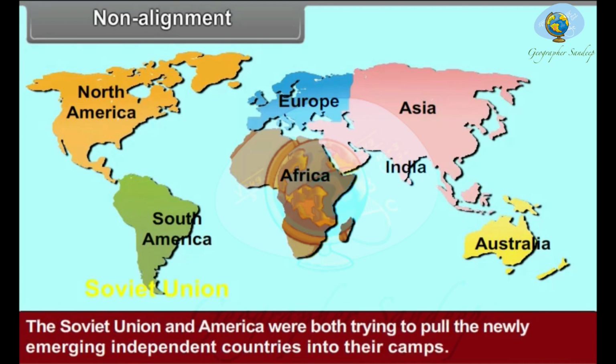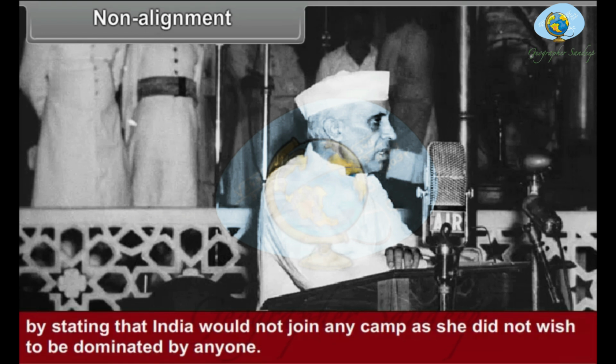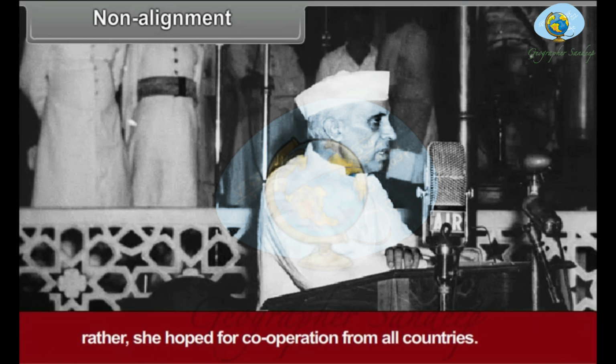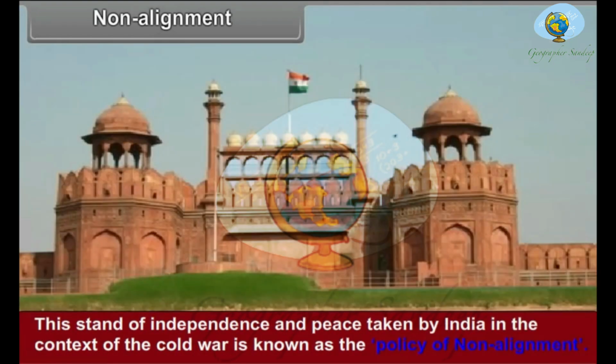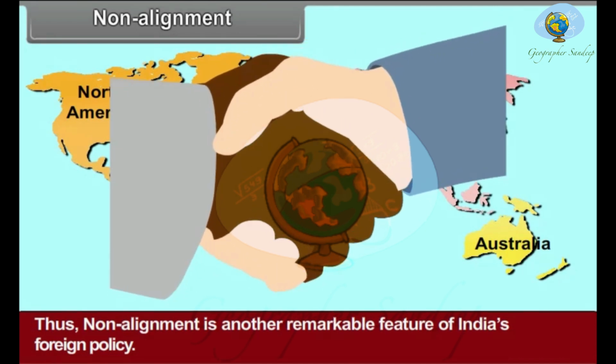The Soviet Union and the United States of America were both trying to pull the newly emerging independent countries into their camps. Pandit Nehru clearly put forward India's stand by stating that India would not join any camp as she did not wish to be dominated by anyone. Rather, she hoped for cooperation from all countries. This stand of independence and peace taken by India in the context of the Cold War is known as the policy of non-alignment. Thus, non-alignment is another remarkable feature of India's foreign policy.